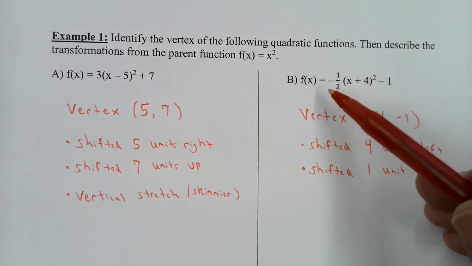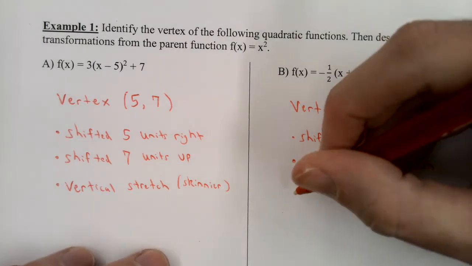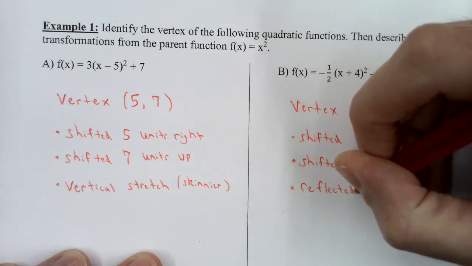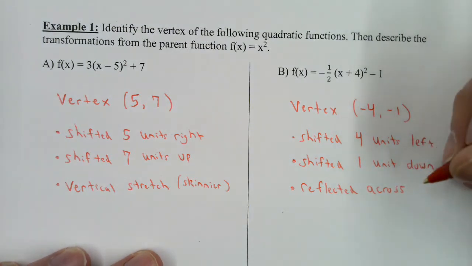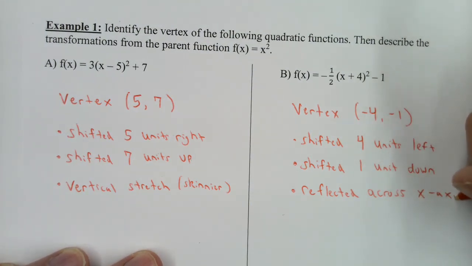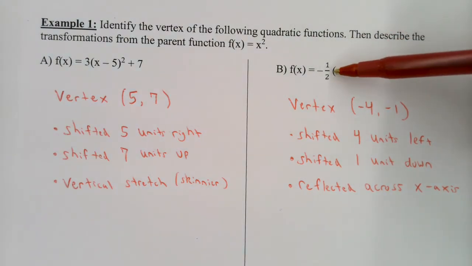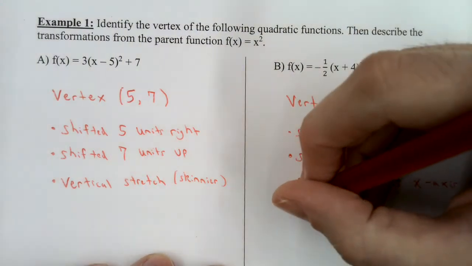The negative sign out front means it's opening downward, so it means it's reflected across the x-axis. You can write that when there's a negative sign at the beginning. That was not the case in example 1a, but it is the case in example 1b. Reflected across the x-axis. And since the number out front is a fraction between 0 and 1, or between 0 and negative 1, it means it's a vertical compression. In other words, it's wider.